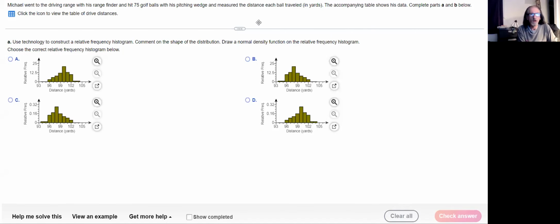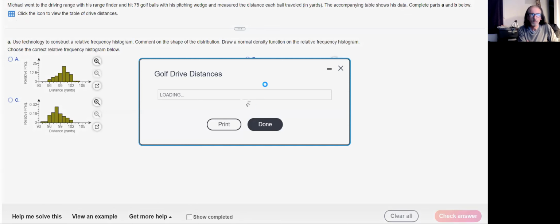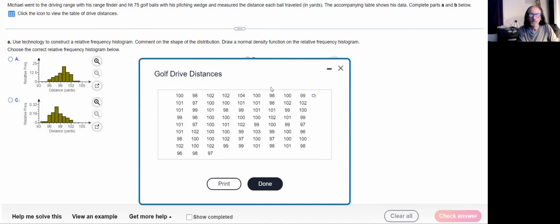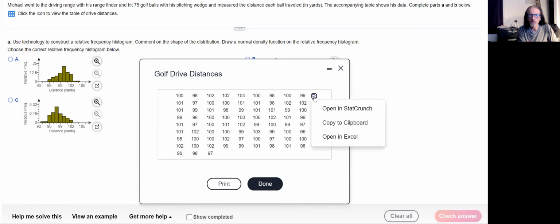Michael went to the driving range with his rangefinder and hit 75 golf balls with his pitching wedge and measured the distance each ball traveled in yards. And we have a table here for those 75. Now what we can do is open this up in StatCrunch.